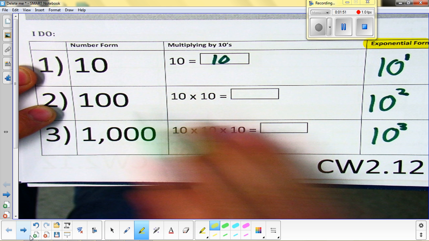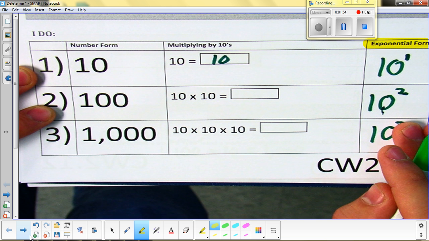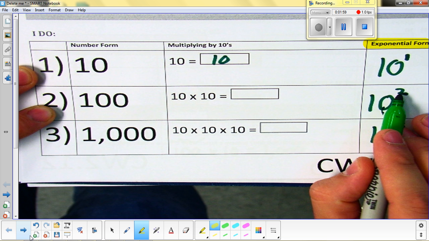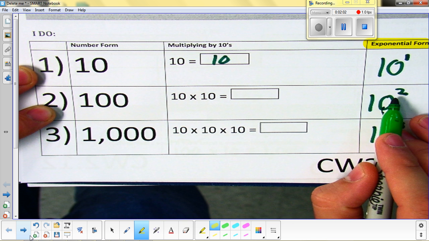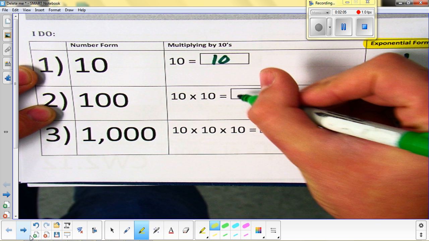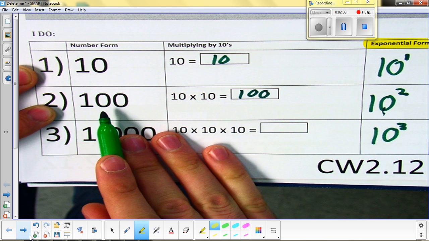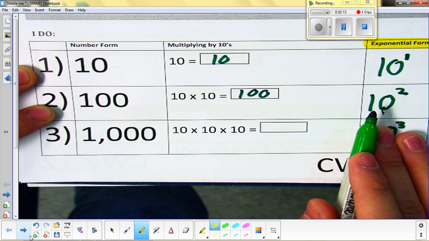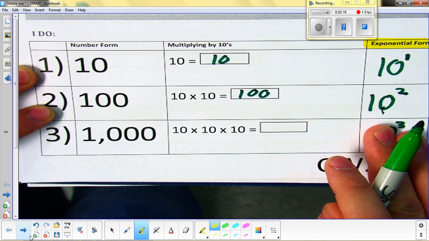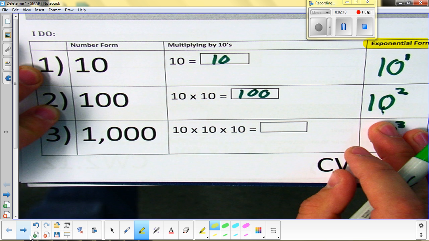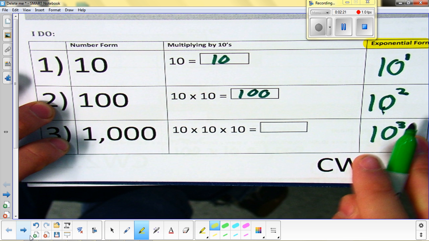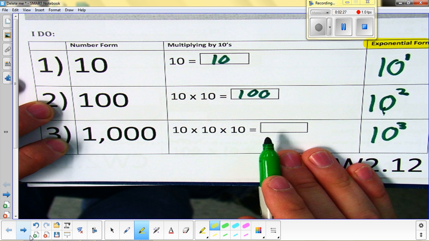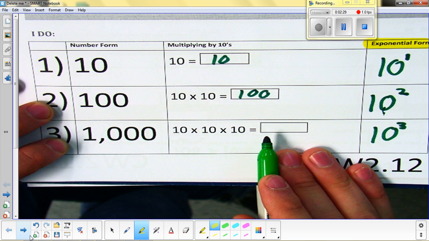Here, 100 is equal to 10 to the second power. Notice that I wrote 10 twice because the exponent is 2. So 10 times 10, we all know, is 100. Another way to write 100 is 10 to the second power. This is very intuitive. It's very easy to remember. 10 to the third means I write 10 three times, multiply them all together, and I get 1,000.